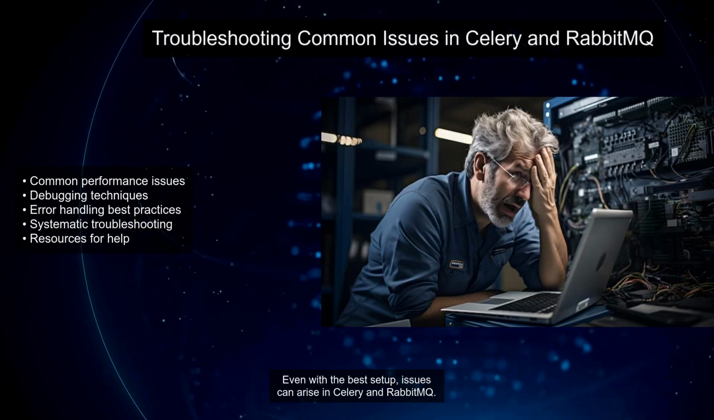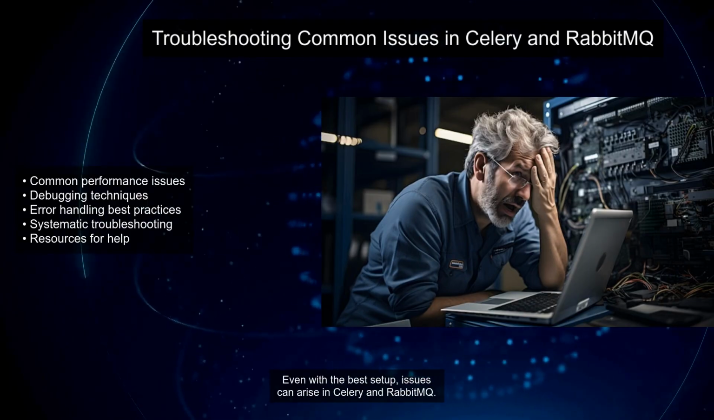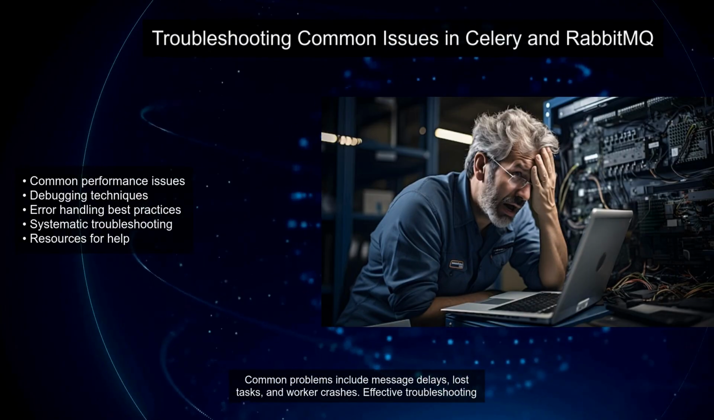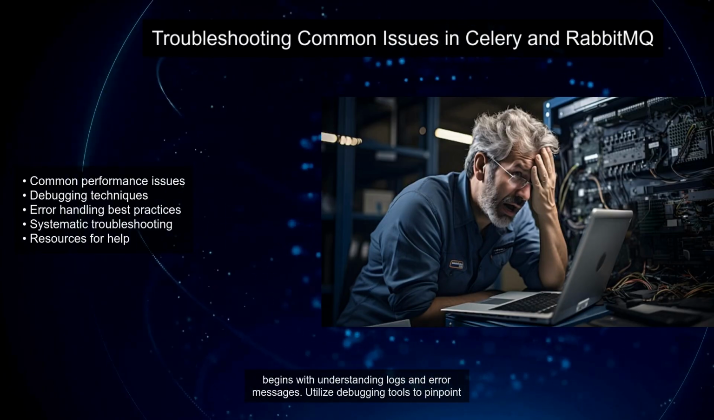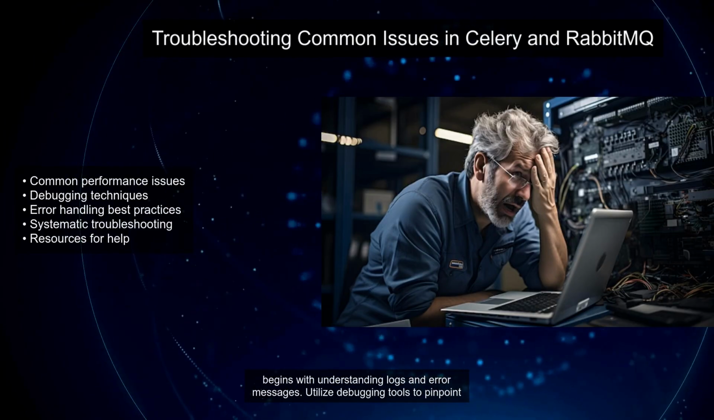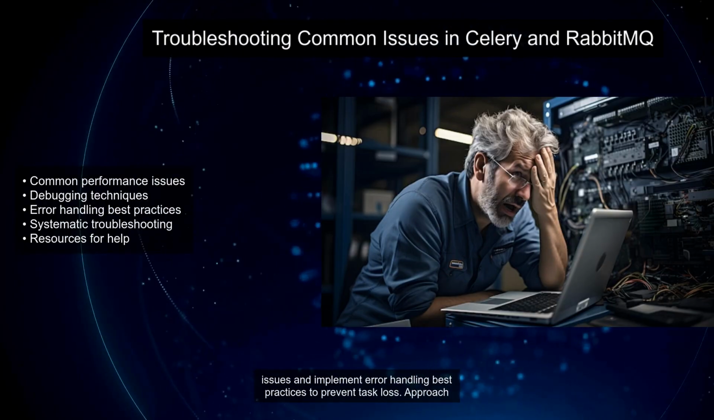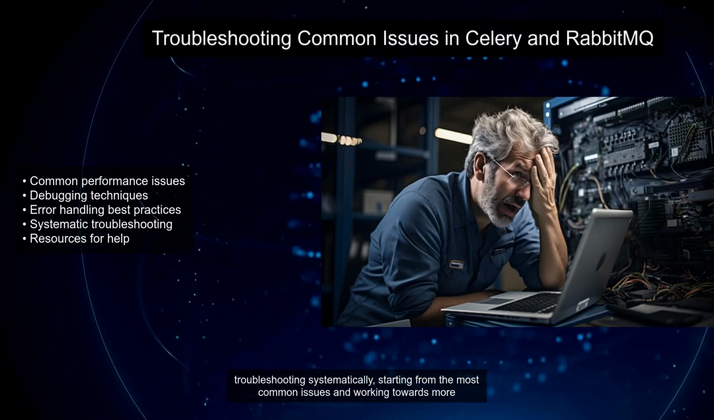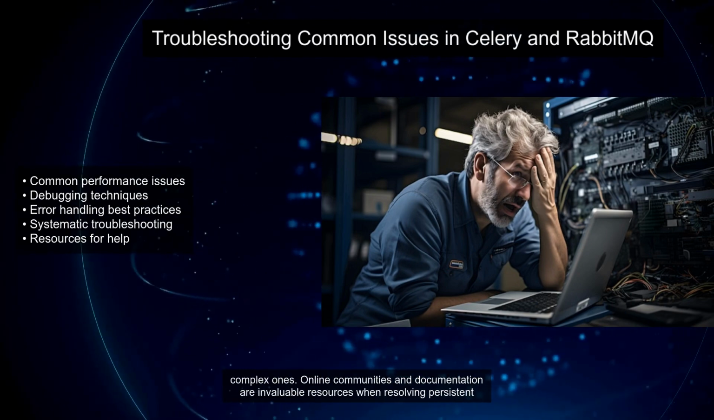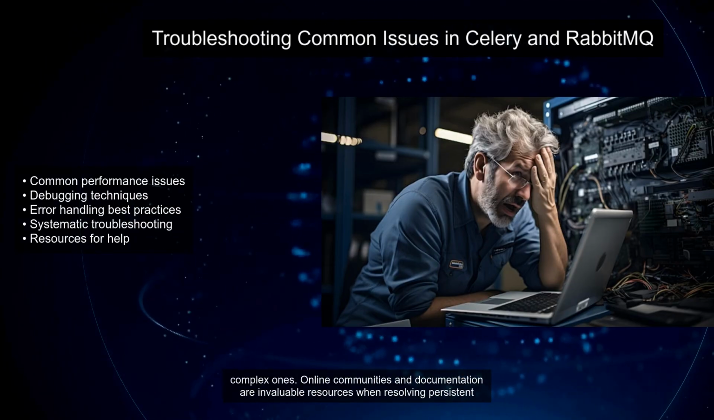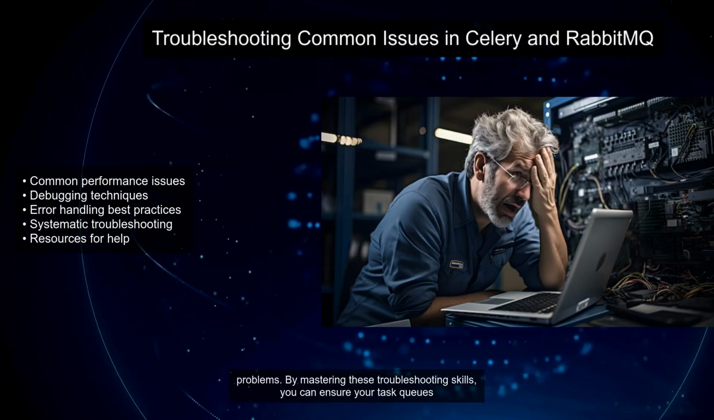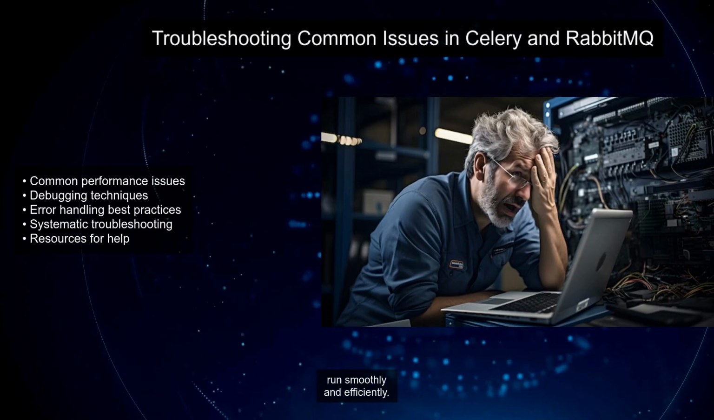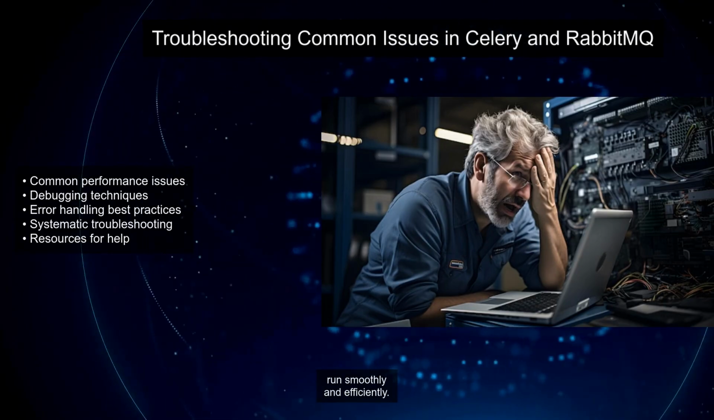Even with the best setup, issues can arise in Celery and RabbitMQ. Common problems include message delays, lost tasks, and worker crashes. Effective troubleshooting begins with understanding logs and error messages. Utilize debugging tools to pinpoint issues and implement error handling best practices to prevent task loss. Approach troubleshooting systematically, starting from the most common issues and working towards more complex ones. Online communities and documentation are invaluable resources when resolving persistent problems. By mastering these troubleshooting skills, you can ensure your task queues run smoothly and efficiently.